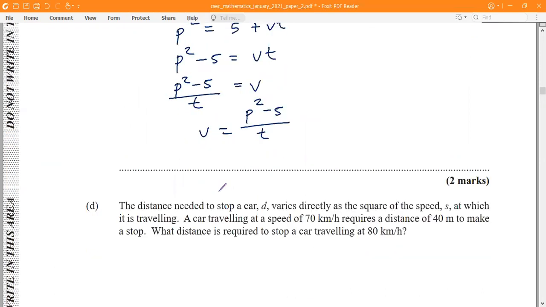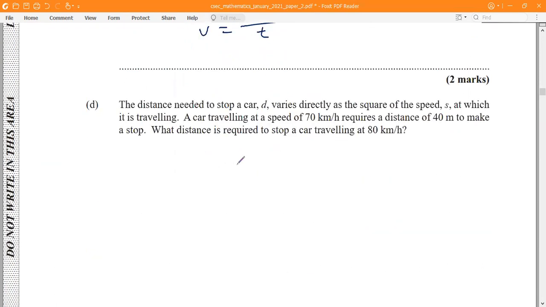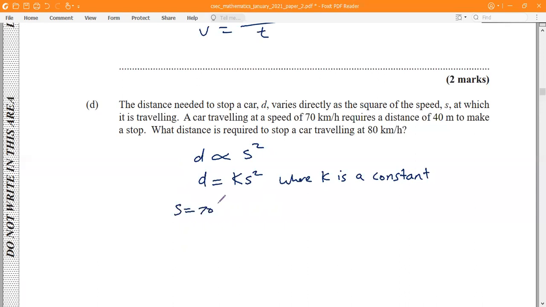Part D now, we have direct proportion. The distance of a car, d, varies directly with the square of the speed, s. This can be written as d is equal to k times s squared, where k is a constant. We are given some data. We are given when s is equal to 70 kilometers per hour, this is the speed, d is equal to 40 meters.